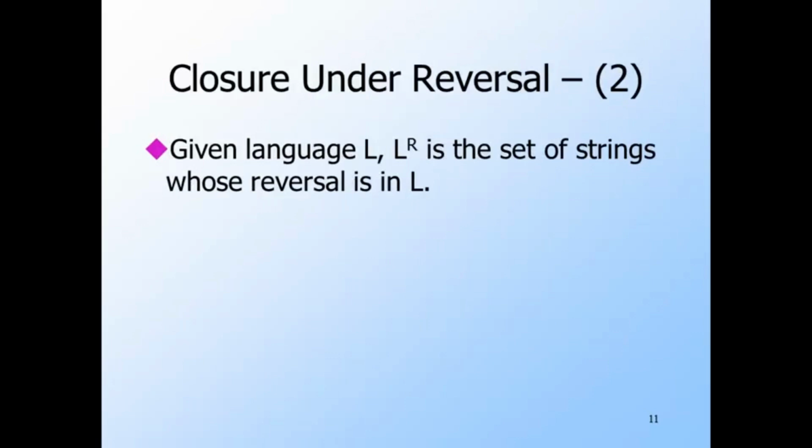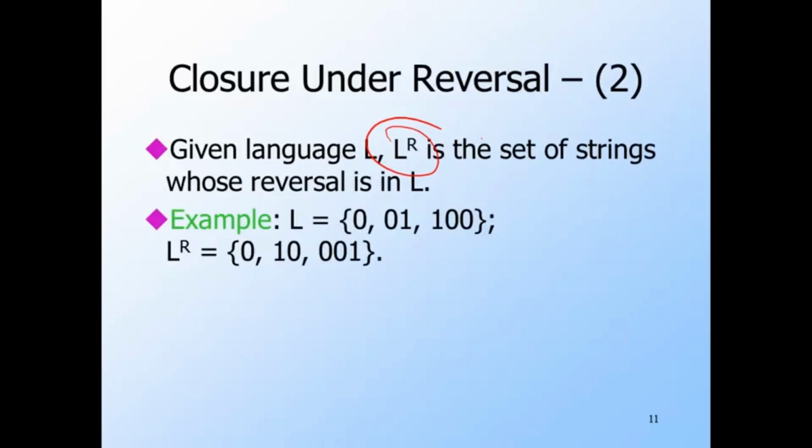First, the notation we use for reversal is superscript R. That is, L super R means the reversal of language L. This language consists of the reversals of all the strings in L. Here's a simple example. L has three strings, 0, 01, and 100. Then L reversed is the reversal of each of these strings. 0 reversed is still 0, while 01 reversed is 10, and 100 reversed is 001. So L reversed consists of 0, 10, and 001.